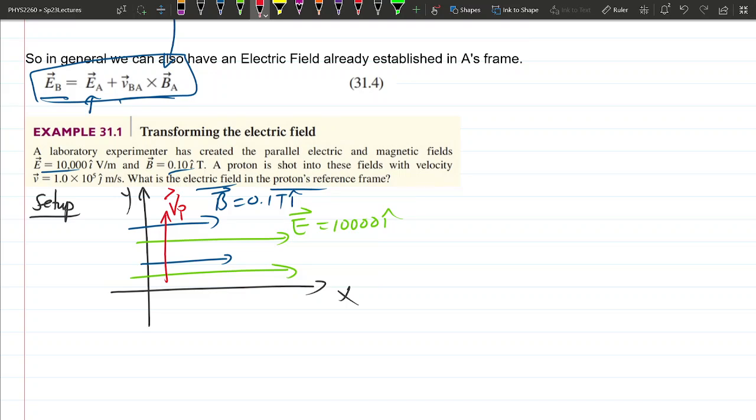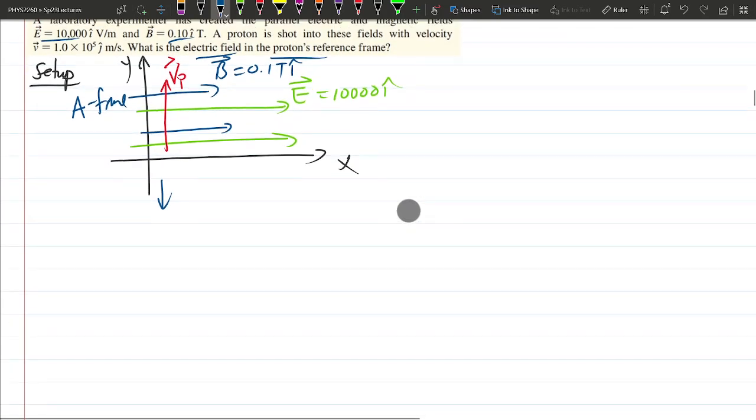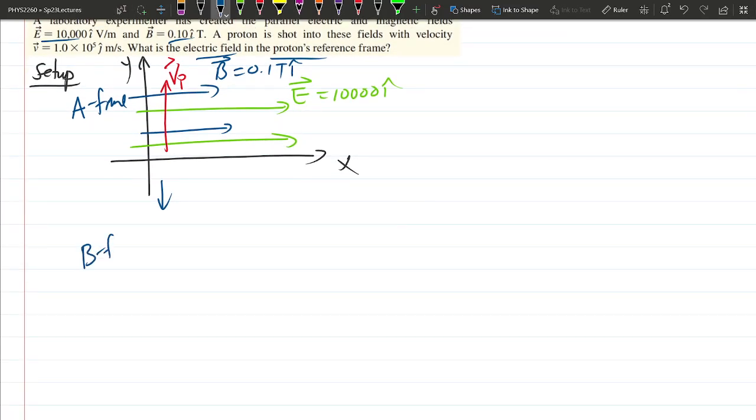We're going to have to assign subscript A's and B's to this, because in order to use this formula, we have to know what is subscript A, what is subscript B, and what is subscript BA also. So we're going to call this the A frame. We're going to have to translate this over to the proton's frame. This is what is observed in the lab. This is from the proton's point of view.